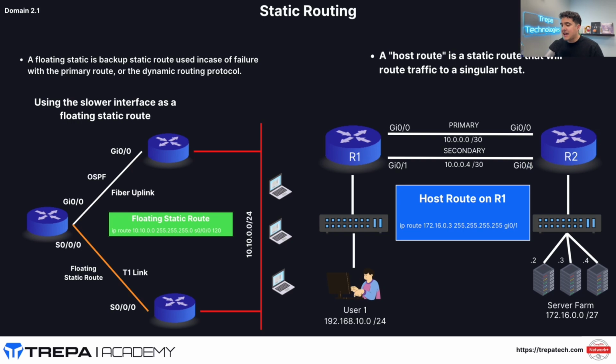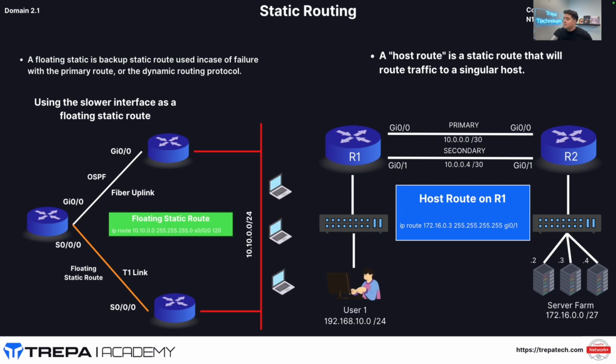Some other static routes that I just want to talk about, these aren't on the exam objectives particularly, but I want to talk about them, is a floating static route. This is using a backup, so having a backup route using static route configuration. So imagine we have like an OSPF, that's a dynamic routing protocol we're about to learn about, a fiber uplink here, and we have a backup static route down here. We can configure that by changing the static route's administrative distance to something higher than the dynamic route. Again, I don't know if this is on the exam or not. I didn't see it in the exam objectives, but I just wanted to talk about it because it may be something you see in the real world.